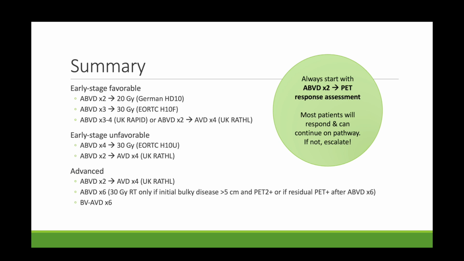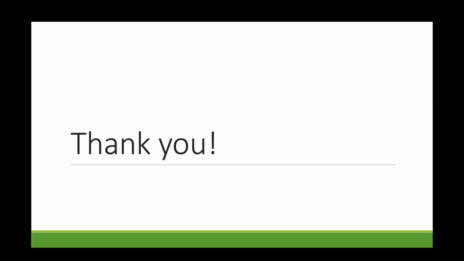And then BV-AVD times 6 is also an option as per Echelon. And then be aware of the SWOG study that we talked about that is looking into nivolumab AVD. So remember, again, all of these pathways are assuming that the patient has a Deauville 1 to 3 response after 2 cycles of ABVD. And then if they have a Deauville 4 to 5 response, then escalation of therapy is definitely warranted. So that is all I have.